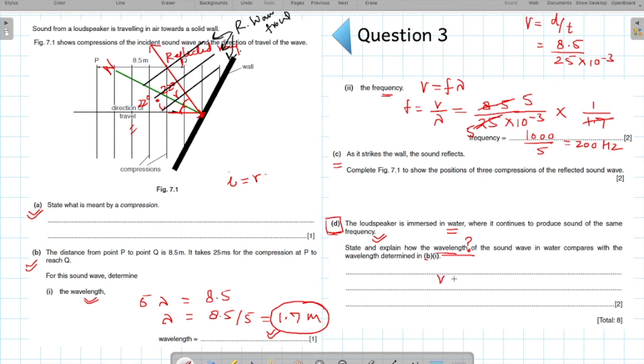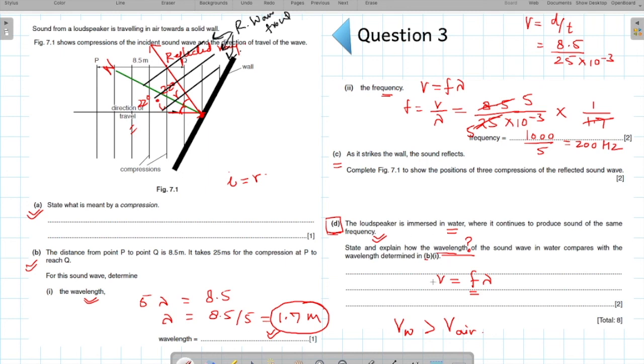This is also discussed in one of my theory videos. It comes from your V is equal to F lambda, and that theory video is on reflection and refraction. Frequency is static, not changing. What happens to the speed in the water? Speed in the water is more than the speed in the air. Why? Because water is more dense. Water is a high density region, so the speed of the sound in water is high.